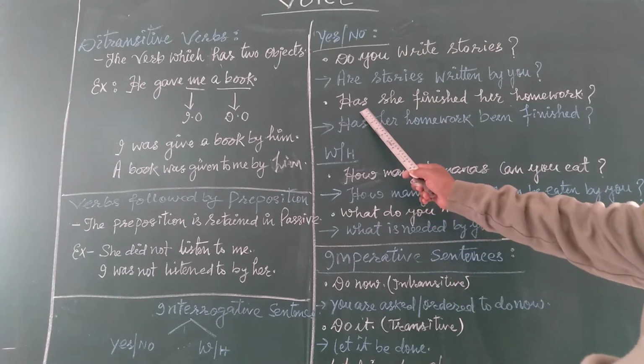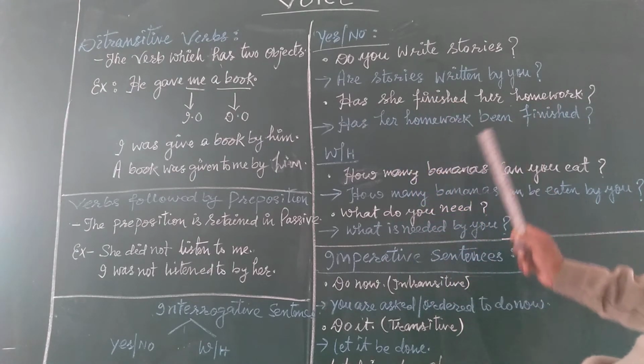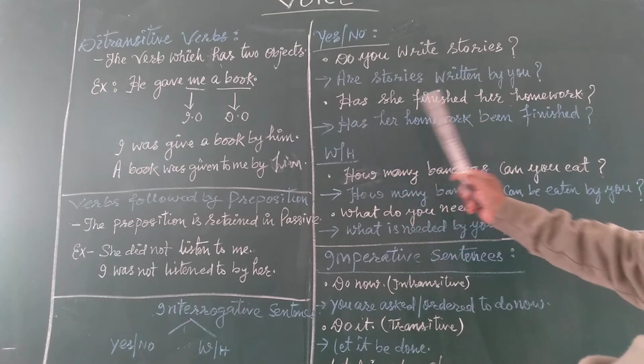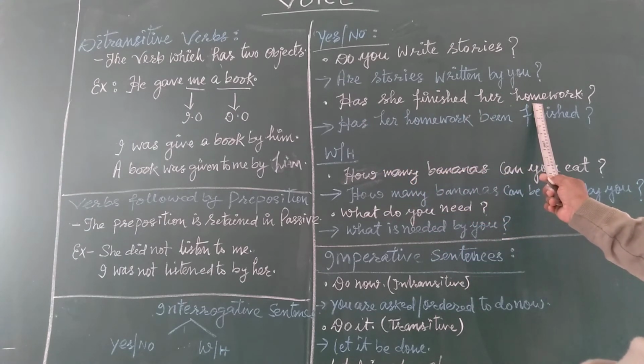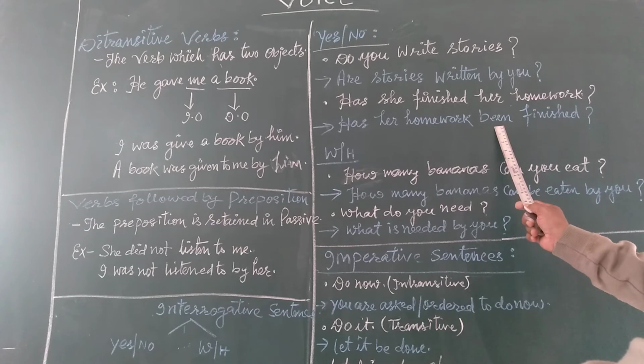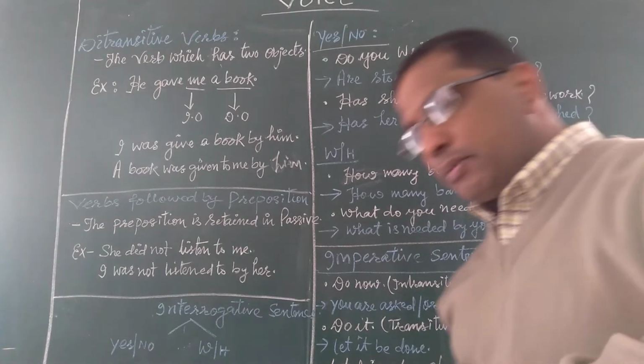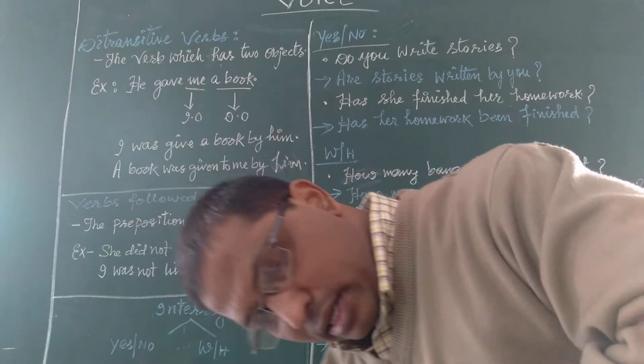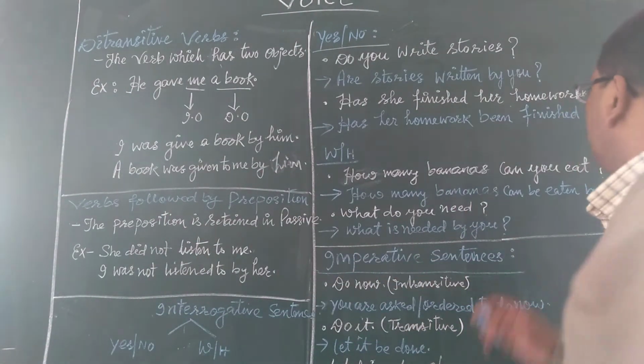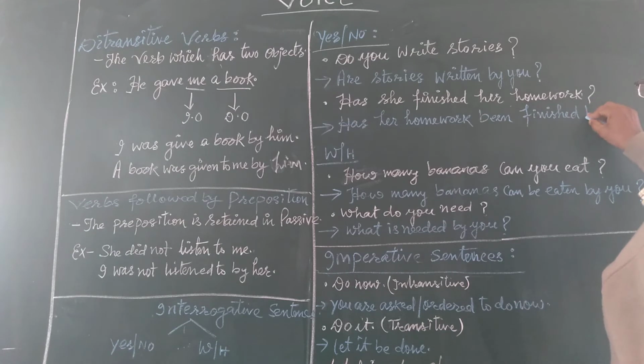Take one more example: Has she finished her homework? So her homework is the object. Has her homework been finished by her? I am also adding here by her.